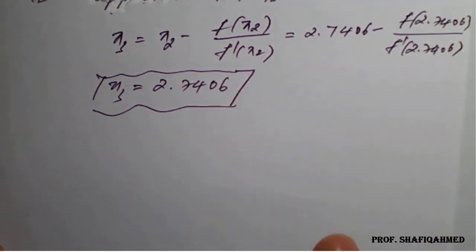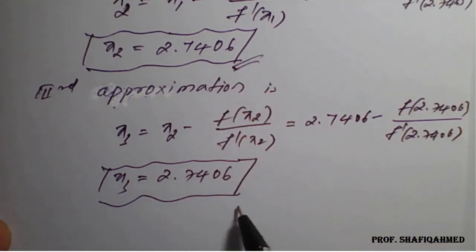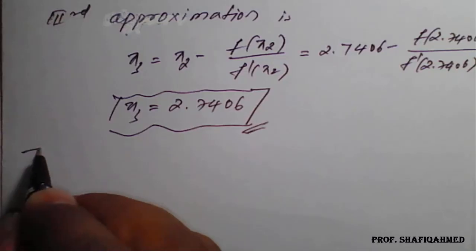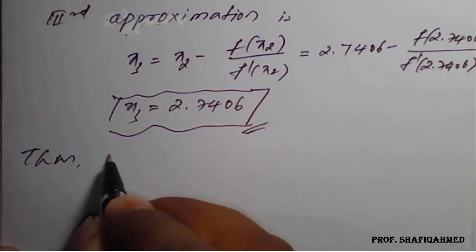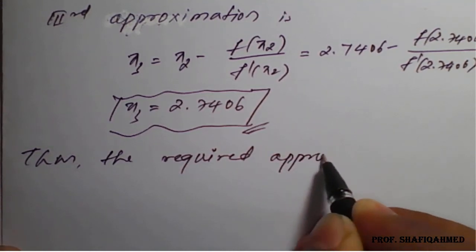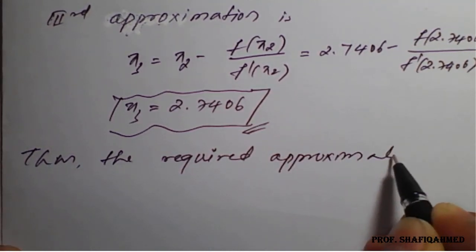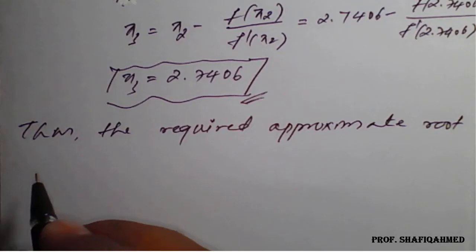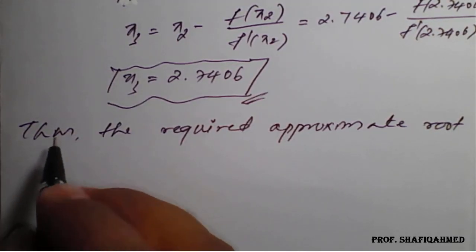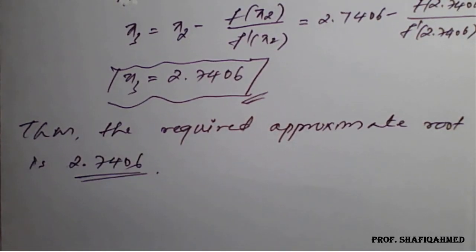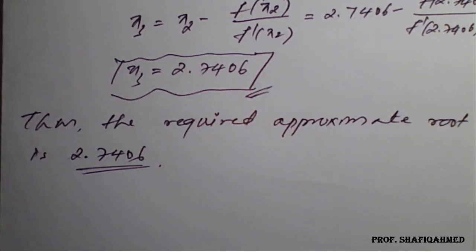If you compare with the second approximation, you can see that the second approximation and the third approximation are the same. So we'll stop the approximation process here and conclude: thus the required approximate root is 2.7406. In this way we need to simplify a problem based on the Newton Raphson method.